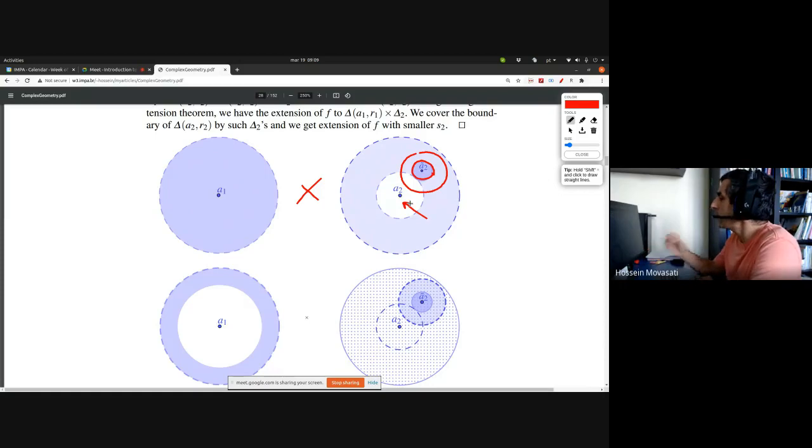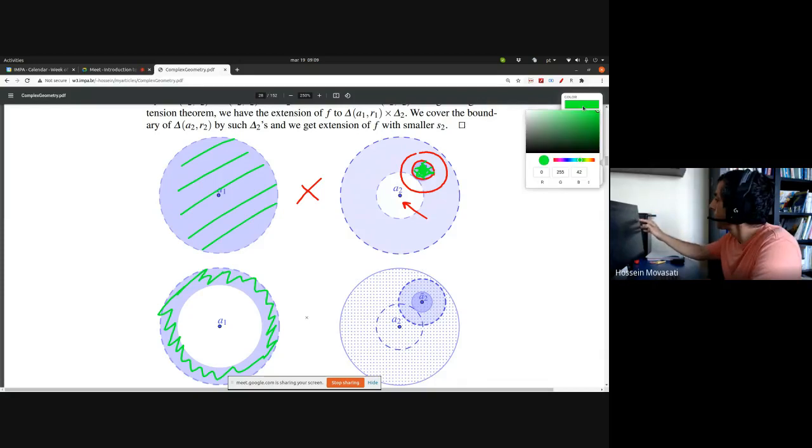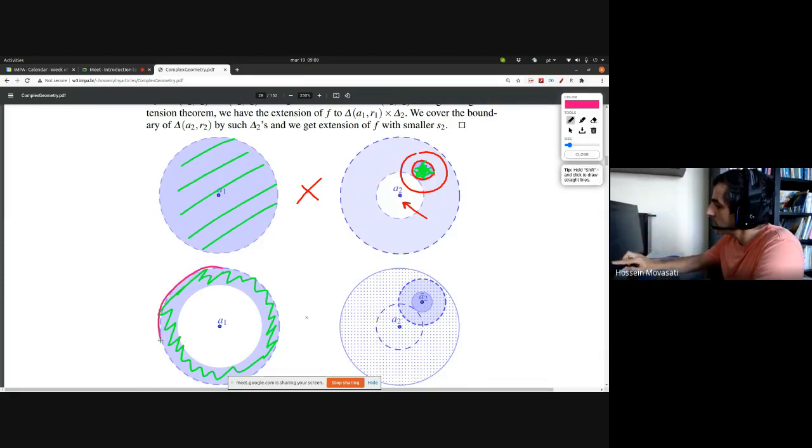a Hartogs domain. Let's explain what the Hartogs domain is. The Hartogs domain is this one: this full disk times a small disk, which is one part of my Hartogs domain, and then a neighborhood, this ring, which is a neighborhood of this circle, times this bigger disk.